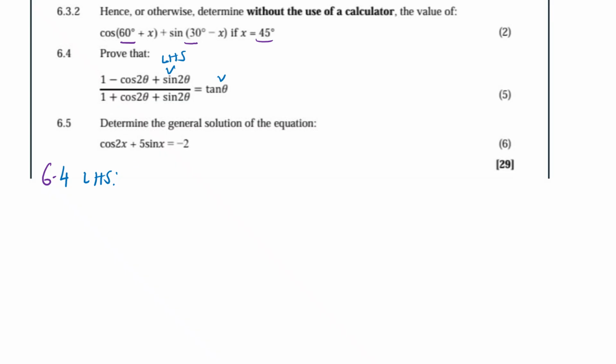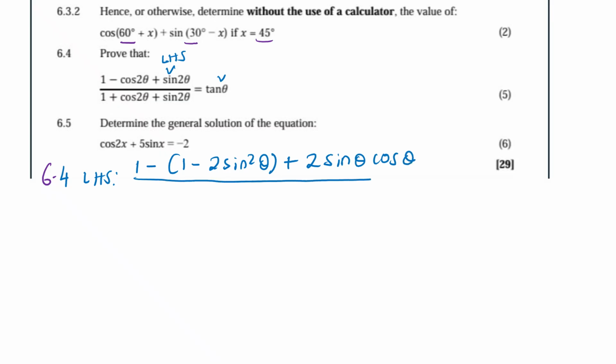Therefore, now we are given 1 minus cos 2 theta. We can write cos 2 theta as 1 minus 2 sine squared theta, right? Therefore, now sine 2 theta, we can write that as 2 sine theta cos theta. Therefore, now we divide by 1 plus cos 2 theta, we can write it as 2 cos squared theta minus 1. This is the trig identity of cos 2 theta. It's a double angle, right? Plus sine 2 theta, we can write it as 2 sine theta cos theta.